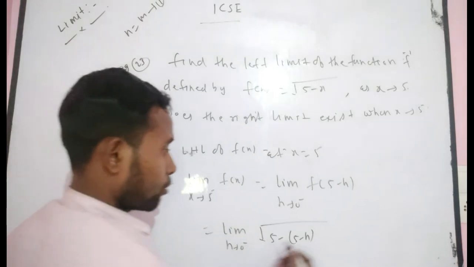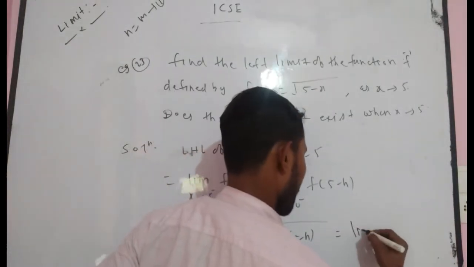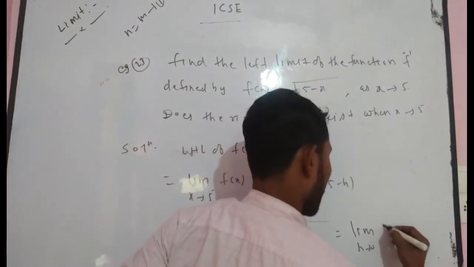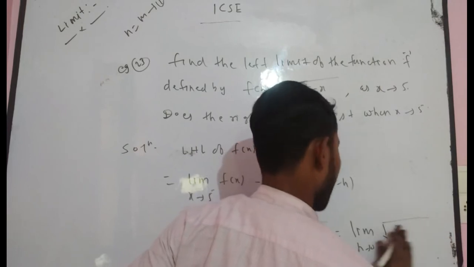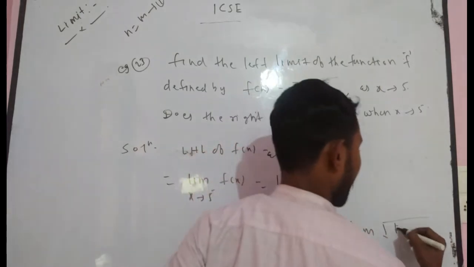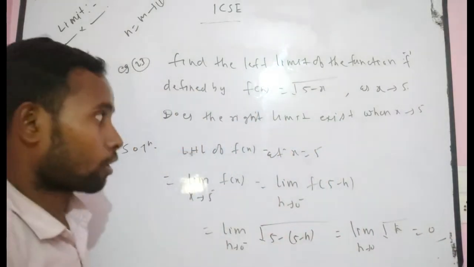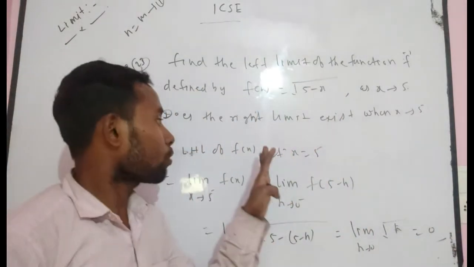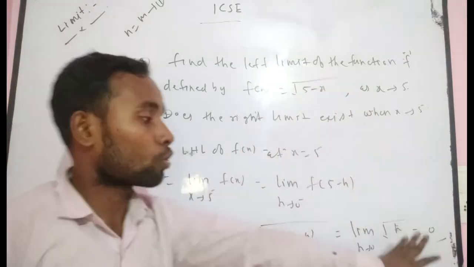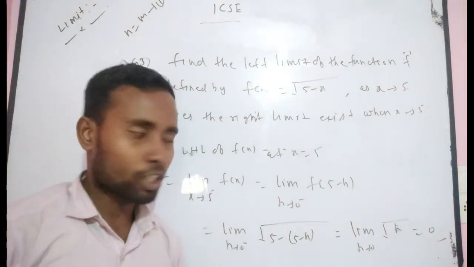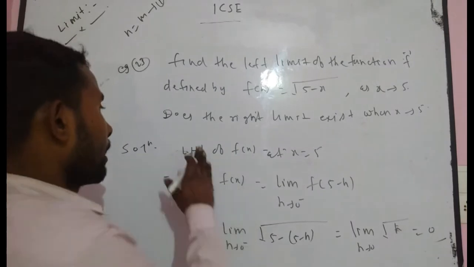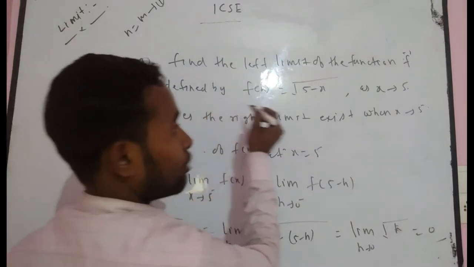Now if you manipulate, you get what? Limit x tends to 0 root under 5 minus 5 plus x. If you put x is equal to 0, you finally get 0. That means at x is equal to 5, LHL of f(x) is equal to 0. Have you understood?